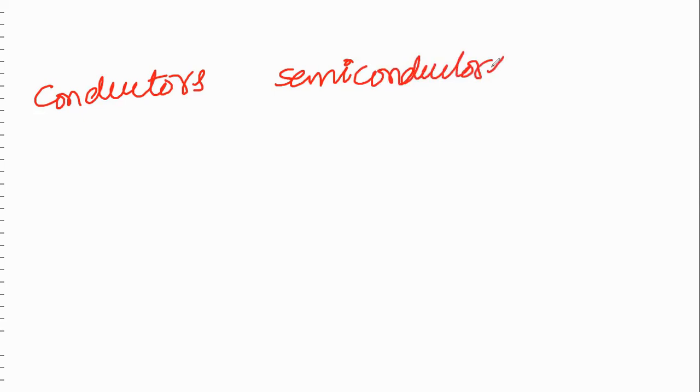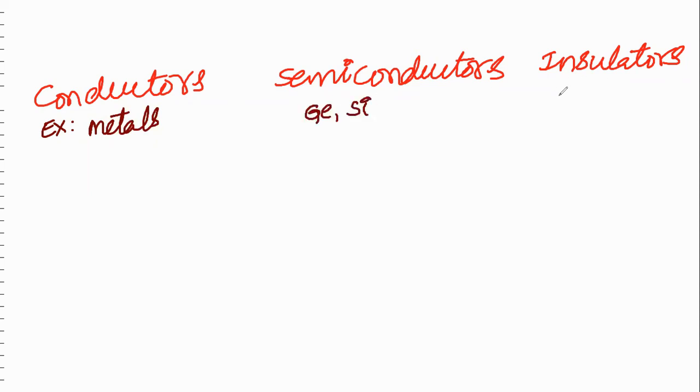Based on the conducting ability of the substances, they have been classified. Conductors allow the free flow of charge through them. Semiconductors allow the charge to flow partially through them. And insulators are the bad conductors of electricity. Examples for conductors are metals. Examples for semiconductors are germanium or silicon. Examples for insulators, which are bad conductors of electricity, are wood, plastic, rubber, etc.